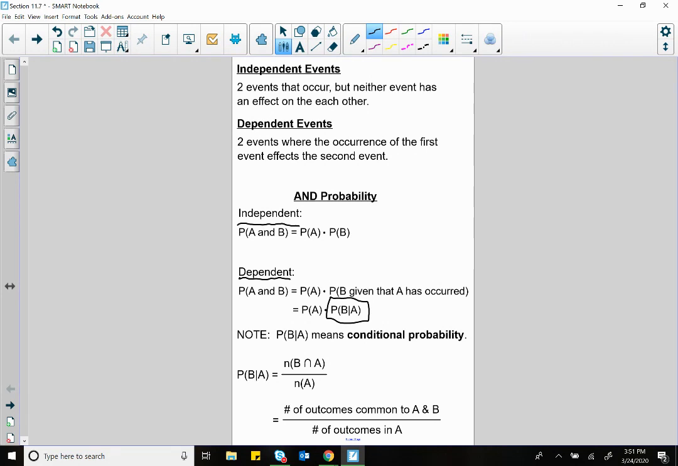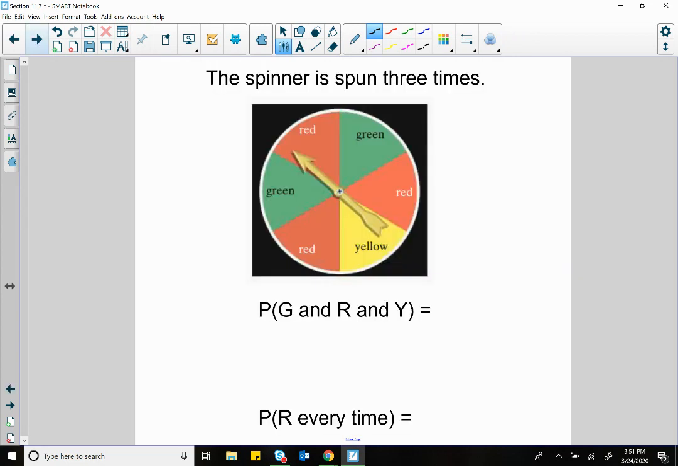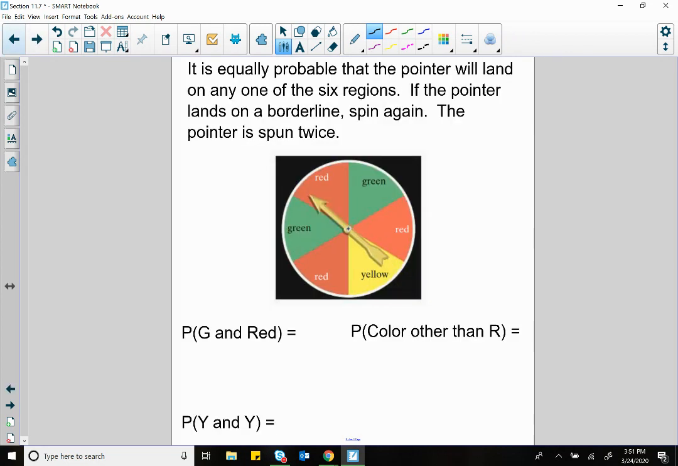Okay? So let's take a look at some examples. Our first example here is not that one, but this one. It says, it is equally probable that a pointer will land on any one of the 6 regions. If the pointer lands on a borderline, spin again. The pointer is spun twice.